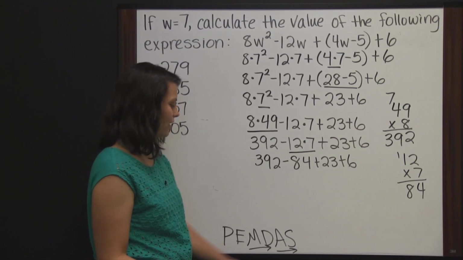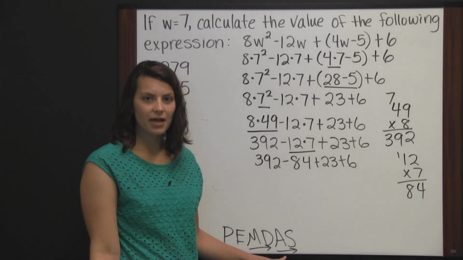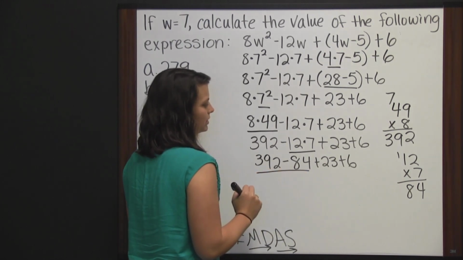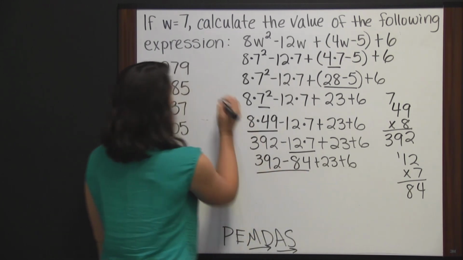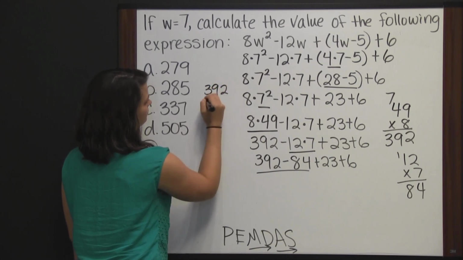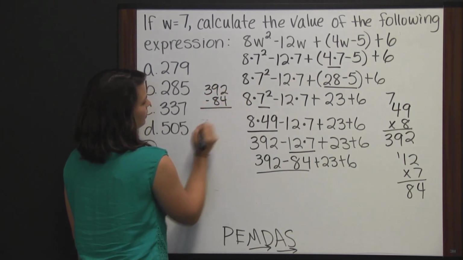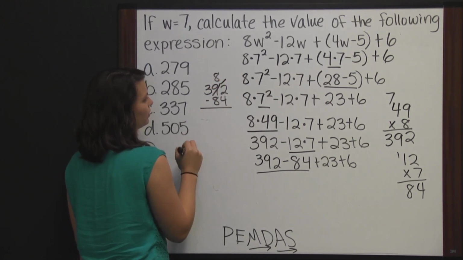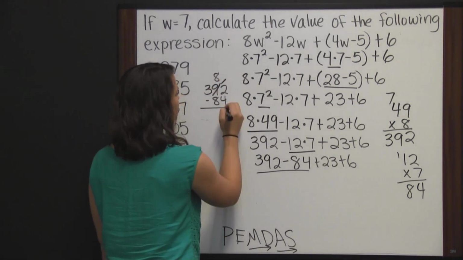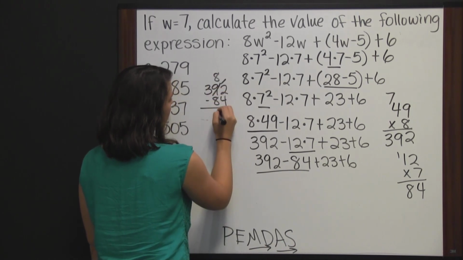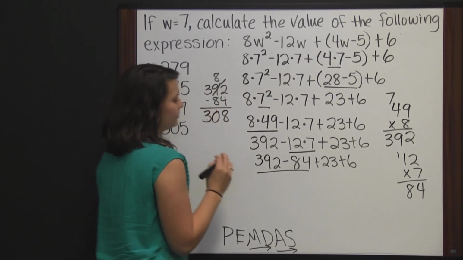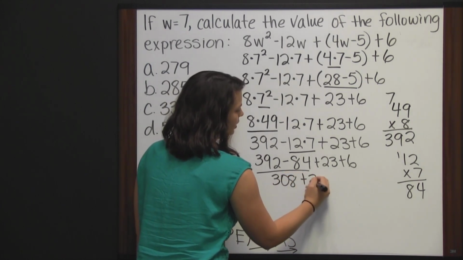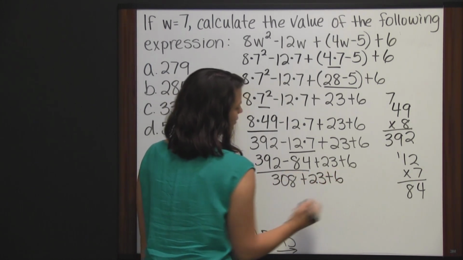So all we have left now is our addition and subtraction from left to right. So we start with 392 minus 84. I'll do that over here. So we have to borrow from the 9, it becomes an 8. We have 12 here. 12 minus 4 is 8. 8 minus 8 is 0, and we bring down the 3. So we have 308 plus 23 plus 6.